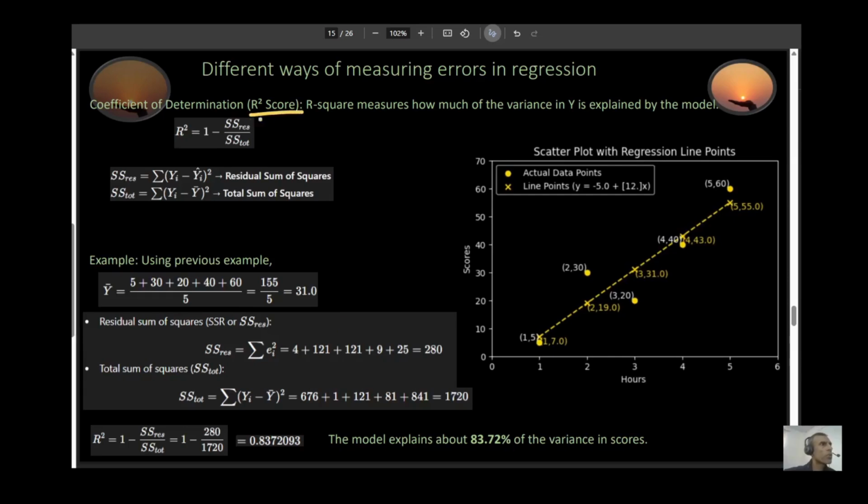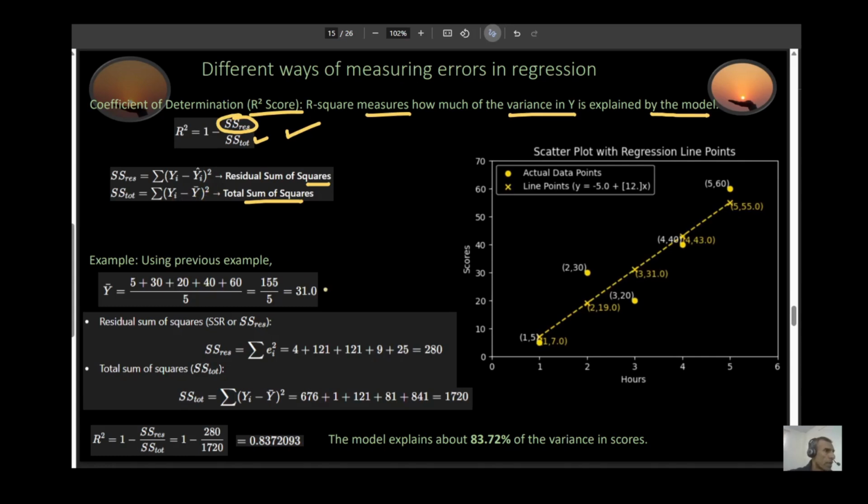This is called the coefficient of determination. So R squared measures how much of the variance in Y is explained by your model. And this is the formula for your R square. This SSRES right here stands for residual sum of squares, and this term right here stands for total sum of squares. The difference between these two is that over here, I'm taking each point and subtracting the predicted value of y. In this case, I'm taking each point and subtracting the mean of y, squaring it, and adding them all together.